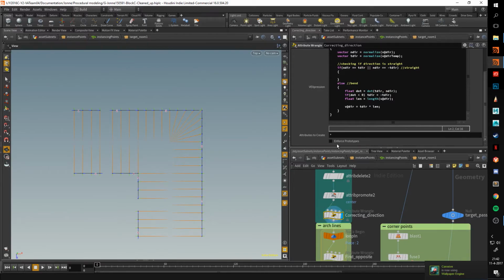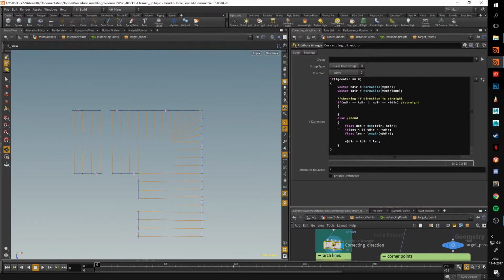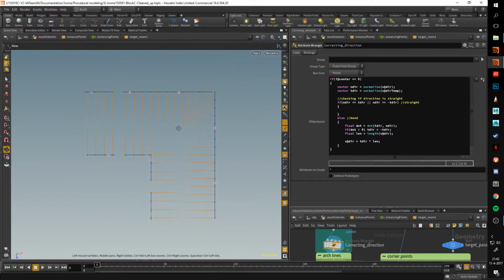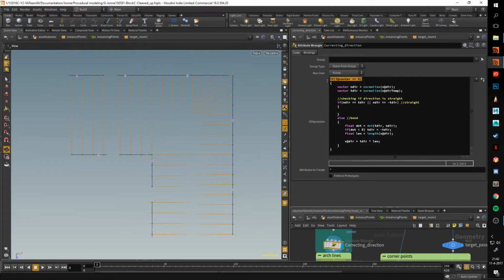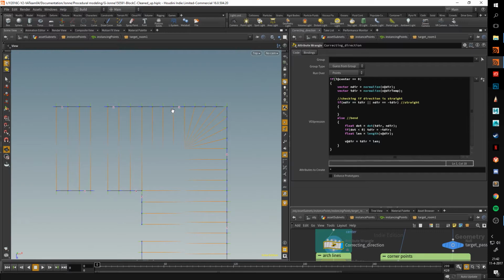The way I did that is, again, using a little VEX script. First of all, I check to see if the primitive it is running over isn't a center primitive. The reason this is important is because the center primitives pretty much always already work correctly because they are very contained. So this shape can't really deviate. Here there are doors cut in, so it kind of deviates. But in the center primitives, it won't do that as much.